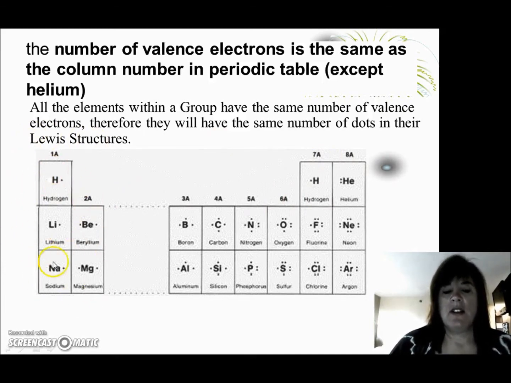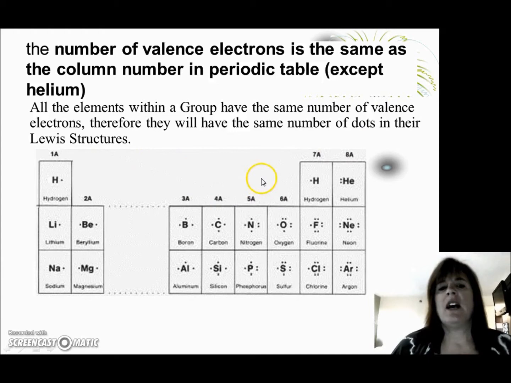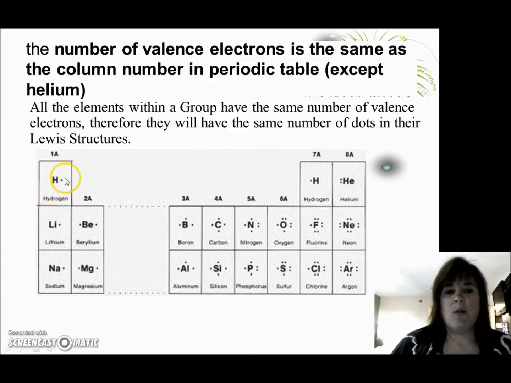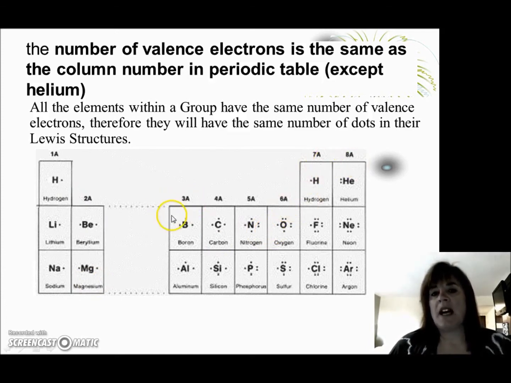Here are the S block atoms, which is column 1 and 2. And here are our P block atoms, which is the column 3A, 4A through 8A. Now, hydrogen is in column 1. It has 1 dot. So would lithium, sodium, or anything else in that column. The second column, which has beryllium at the top of it, would have 2 dots. And notice that the dots correspond to the number at the top. That's true for all of these A block elements.